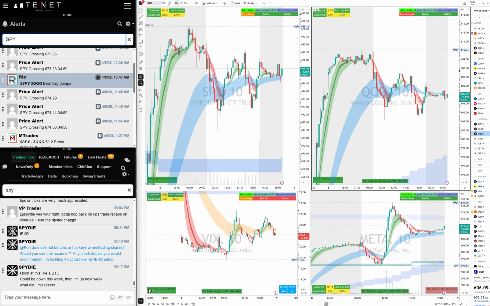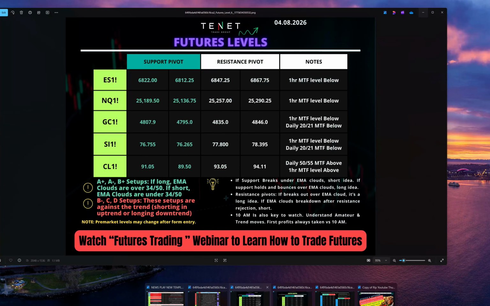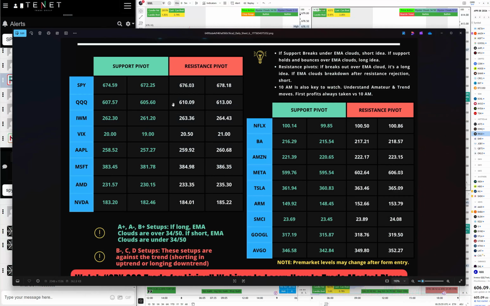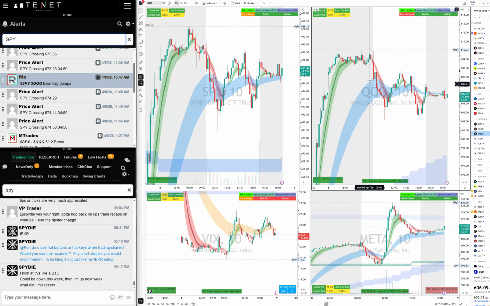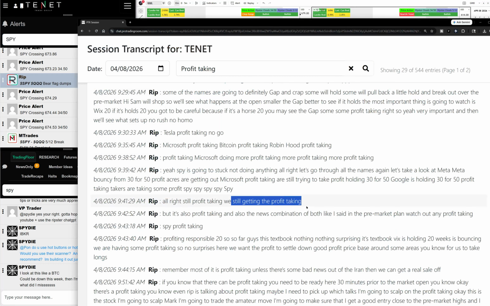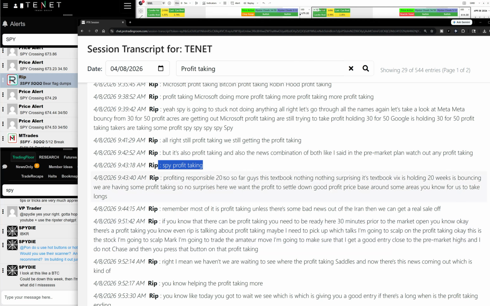So you need to draw your levels. If you see the levels that I give in the pre-market, let's take a level here, SPY 674, QQQ 607.50. You see once those levels are breaking, they become a short, you do that profit taking trade setup there. You see, I constantly talked about profit taking. SPY is a profit taking short, VIX from 20. Most of the names are profit taking.